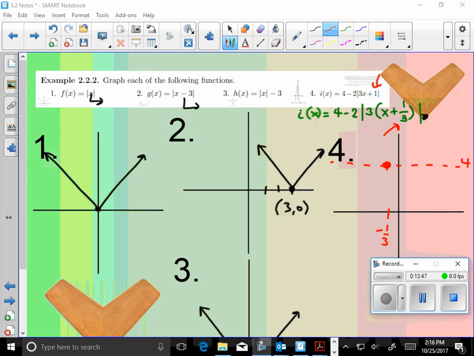Okay, but do we know if it's going to go up or down from there? Down because of the negative 2, right? Now, we don't know exactly where. Now, this is what you are probably going to be tempted to do on the test.